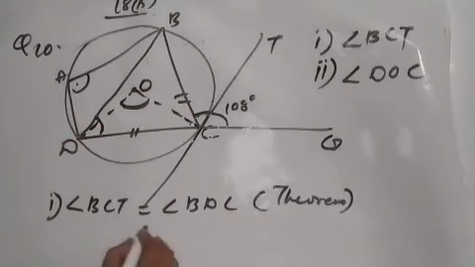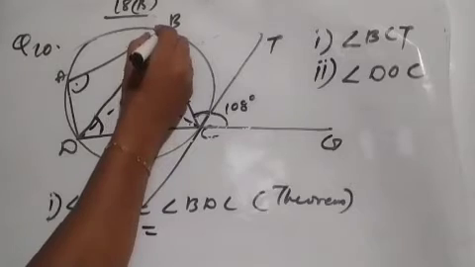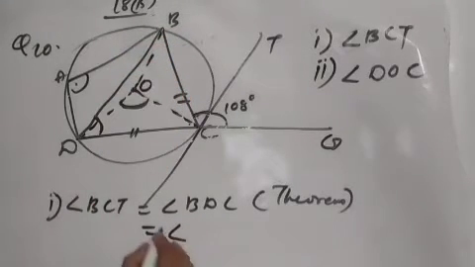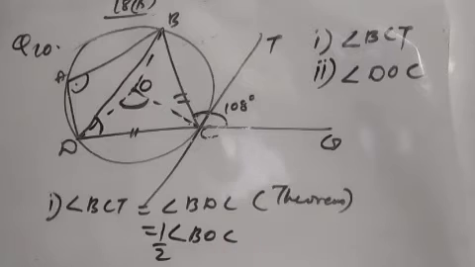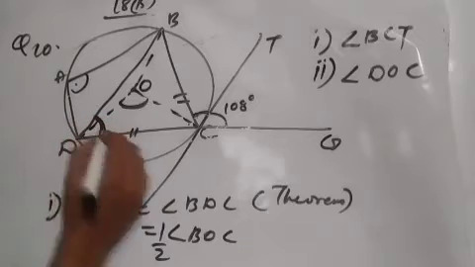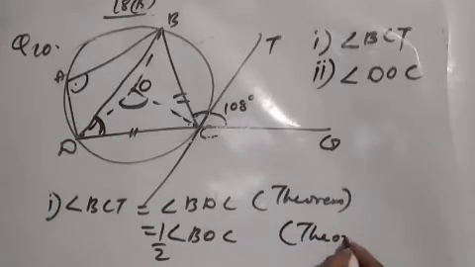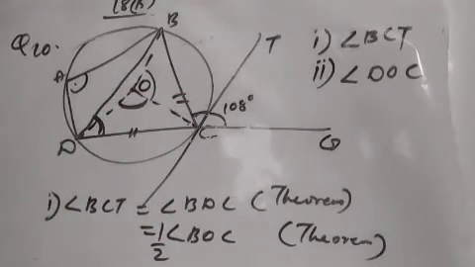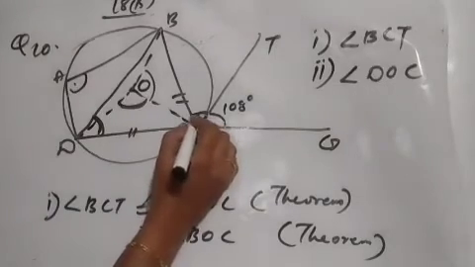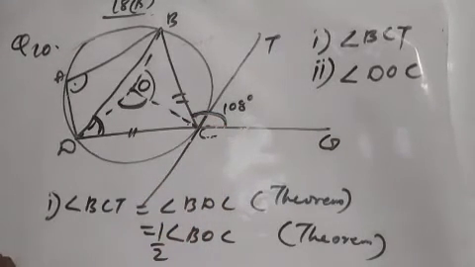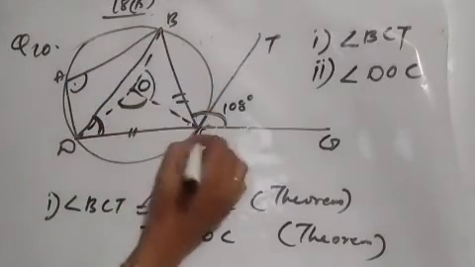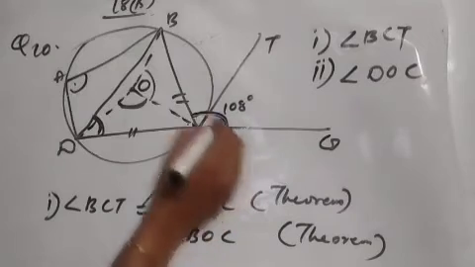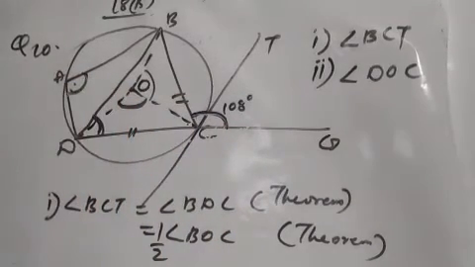Actually, angle BDC is half of angle BOC. That you learned in the chapter circles. The central angle is double that of the angle in the remaining part of the circumference. State the theorem. So, how can we calculate BOC? Yes. Look at this. Angle BCG is 108, given. ABCD is a cyclic quadrilateral and the exterior angle is equal to the interior opposite angle.